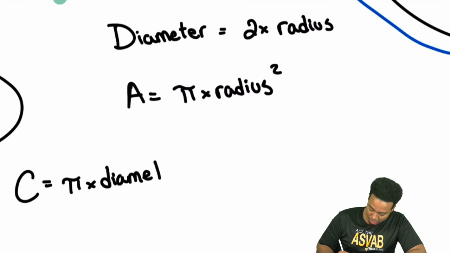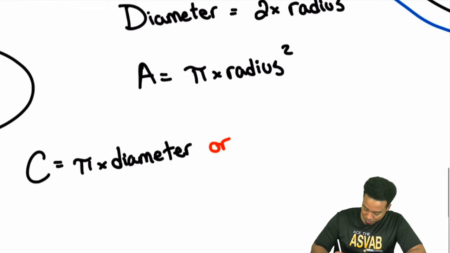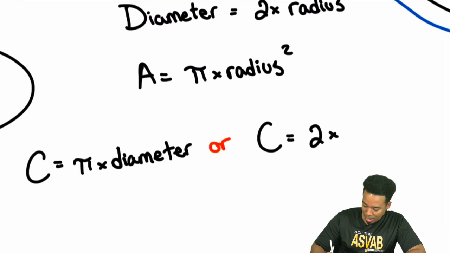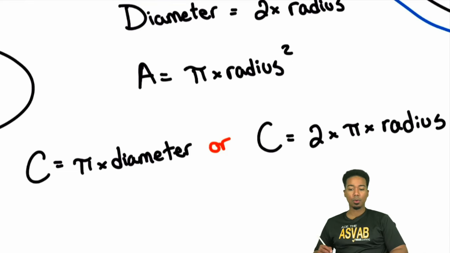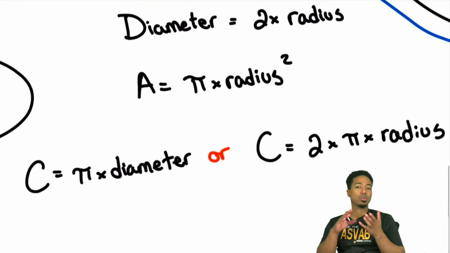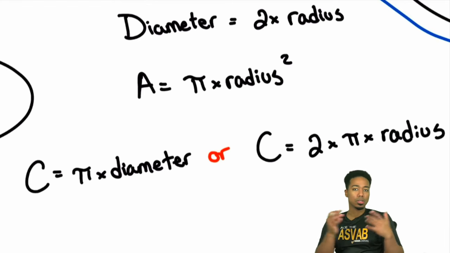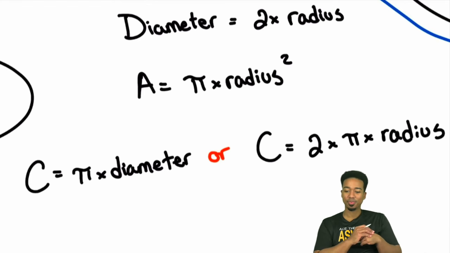But since the diameter and radius are directly related, you could also say the circumference equals 2 times pi times the radius. Both of these would work out, but there you go. These are all the formulas that we're really going to be looking into today and using, so you're good.